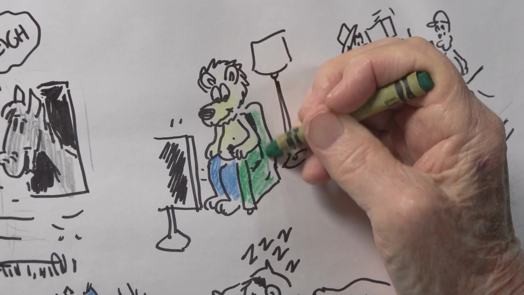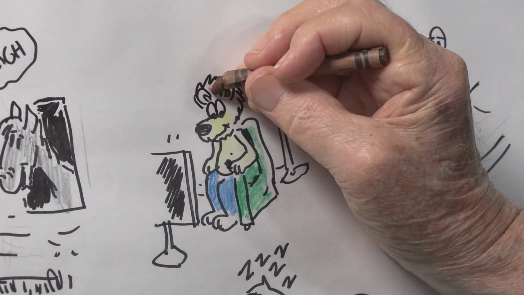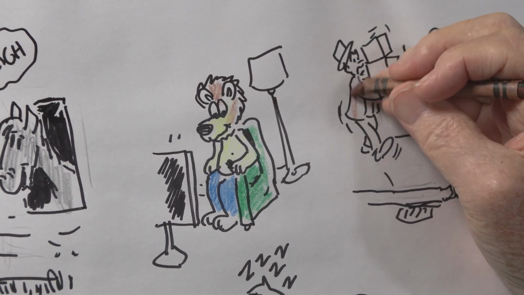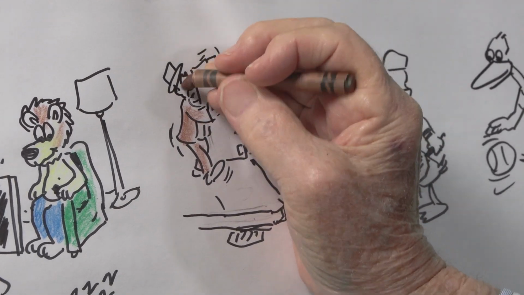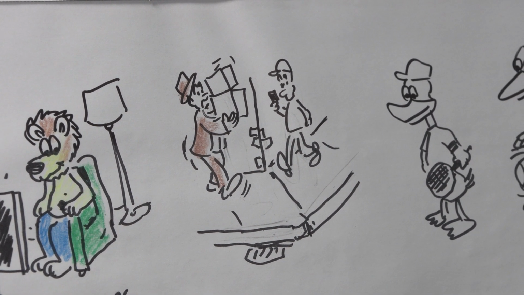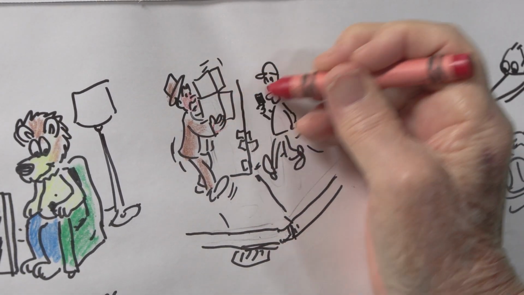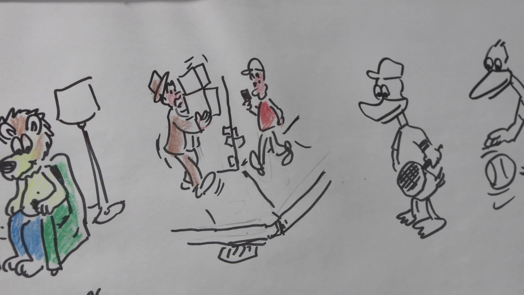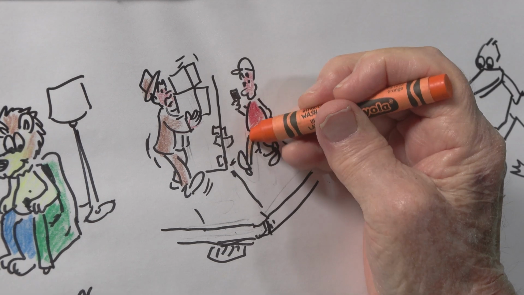Green chair. Brown mane for the horse. Here's the pedestrian with the difficult load and a brown suit and hat to match. And this fella here, red shirt, orange pants.